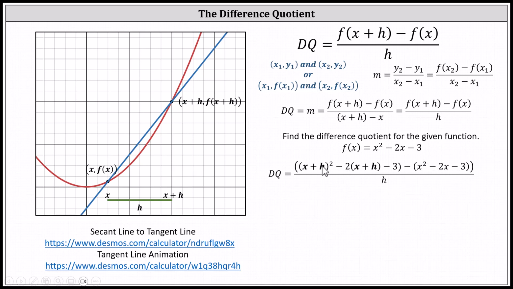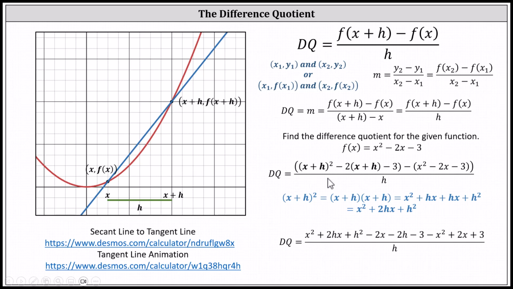Let's begin by squaring x plus h. There are no shortcuts. We have 2 factors of x plus h. We begin by distributing x, which gives us x times x, or x squared, and then x times h, which gives us plus hx. And now we distribute h times x gives us plus hx, and then finally plus h times h, which gives us plus h squared. Combining the 2 middle like terms, we have x squared plus 2hx plus h squared for the square of x plus h.